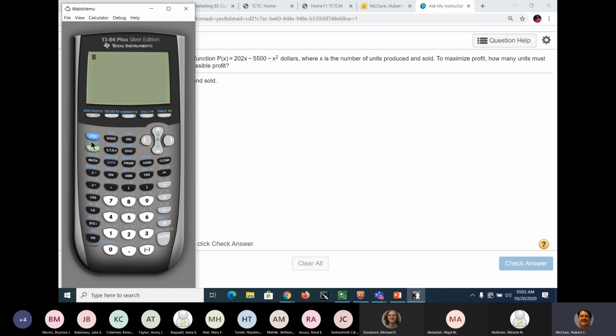So Y is equal, clear, negative X squared plus 202X minus 5,500. And graph. And that's not going to help. So I'm going to do a zoom fit again.